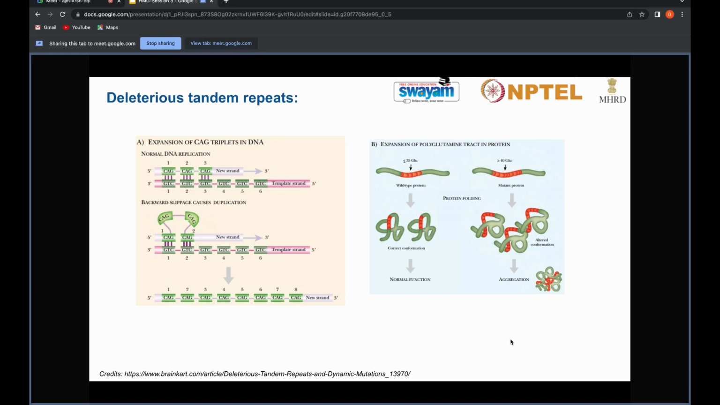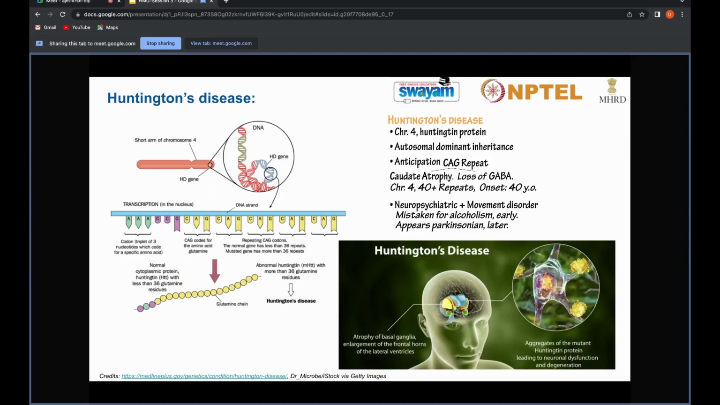Yeah, so this is all about how it happens. This is about the mechanism. Now let's learn a little bit more about Huntington's disease. This particular CAG trinucleotide is present in the short arm of chromosome 4. In that the sequence is present, and there is a gene named the Huntington gene, which forms the protein, Huntington's protein. It is an autosomal dominant inheritance pattern, and it is also an example of anticipation.